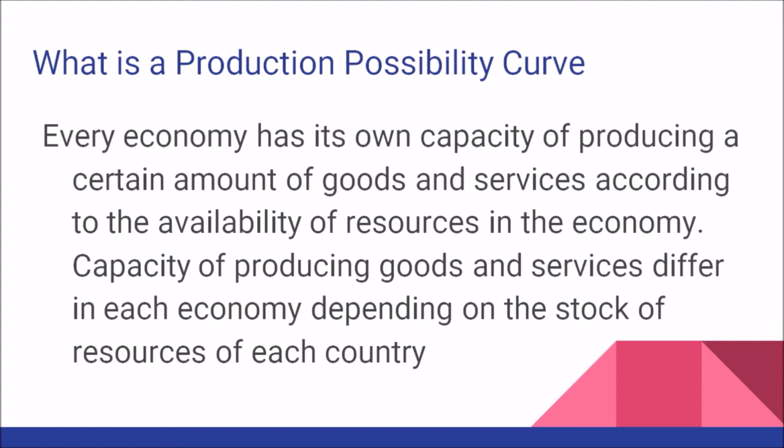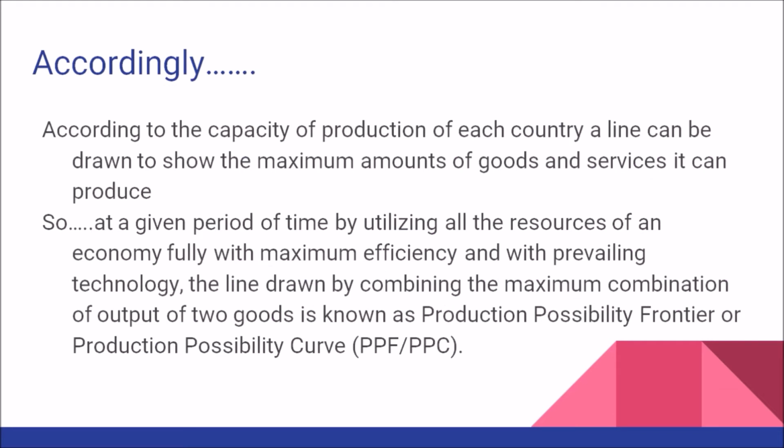Depending on these two factors, two economies of the same size and having the same amount of resources can have different amounts of production possibilities. Accordingly, depending on the capacity of production of each economy, a line can be drawn to show the maximum amounts of goods and services that economy can produce.